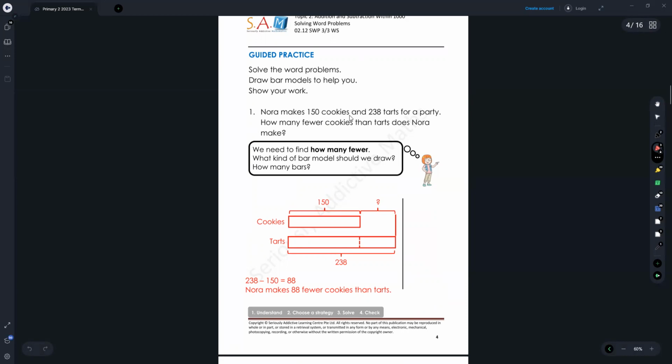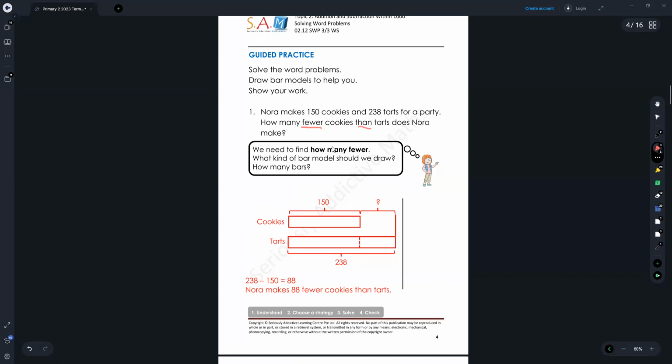How do you know? The keywords that we are looking for is whether there is a comparison word here. Examples of comparison words are fewer than, more than, cheaper than, more expensive than, greater than, less than. There must be a "than". Once you see these comparison words, it means that you draw a two-bar or comparison model. When you compare models, you have to draw one long and one short.